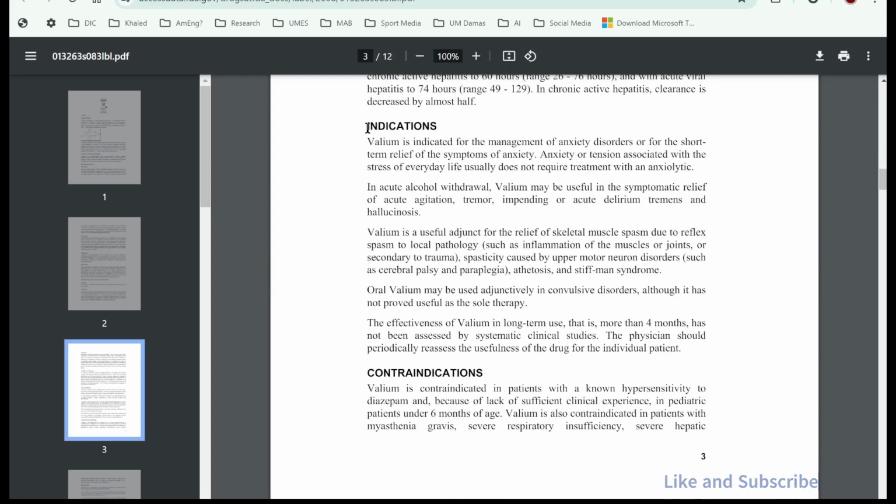Uses: diazepam is used for anxiety disorder. Diazepam is used for alcohol withdrawal, because when the patient stops taking alcohol, the patient will start suffering from anxiety, agitation, and tremors, and the medication Valium is used to treat these symptoms. Also, Valium, or diazepam, is a useful adjunctive agent for relief of skeletal muscle spasm. You can see it in convulsive disorders. We can rely on this medication for this indication.